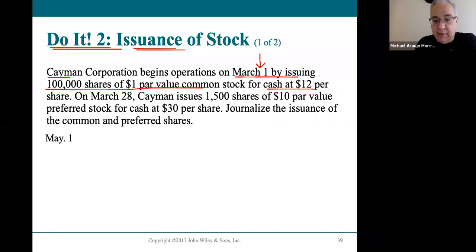Right. Again, the first dollar of each share is going to go to the common stock account. Anything above $1, and there's lots to do, will go into the paid-in capital in excess. Right. So on March the 1st, they raised $1.2 million. That's 100,000 shares for $12 cash per share.